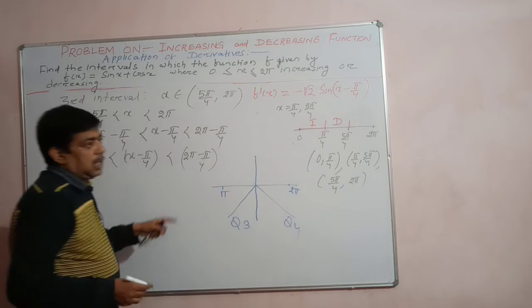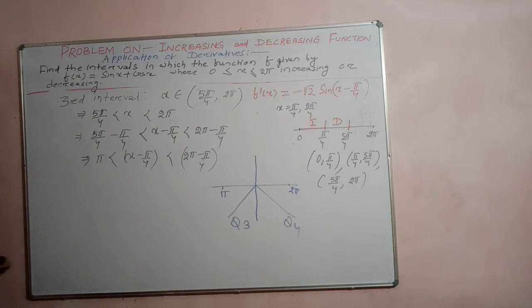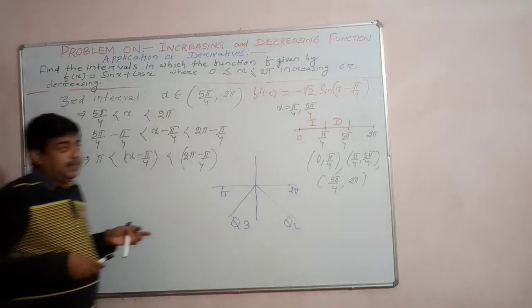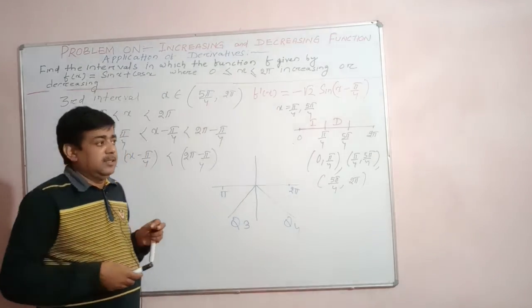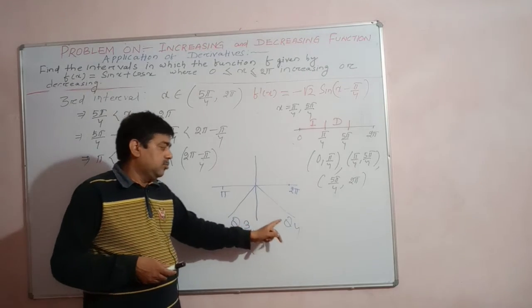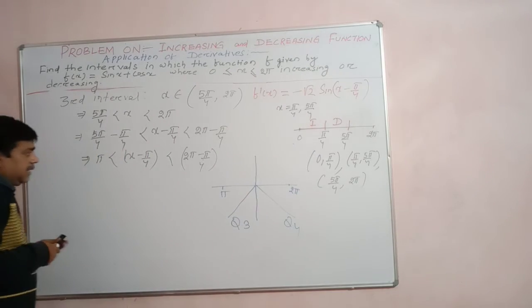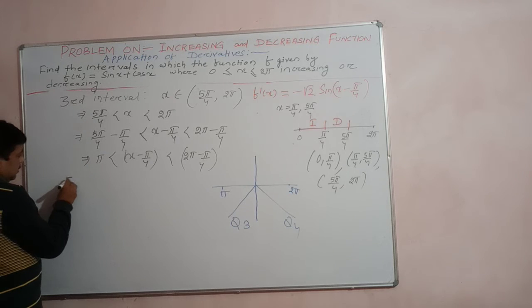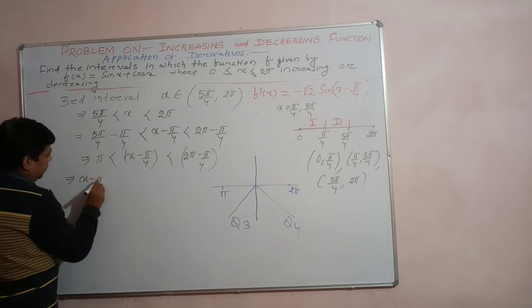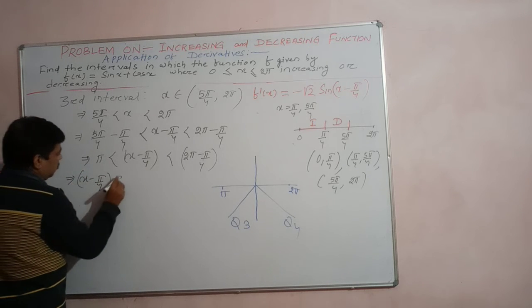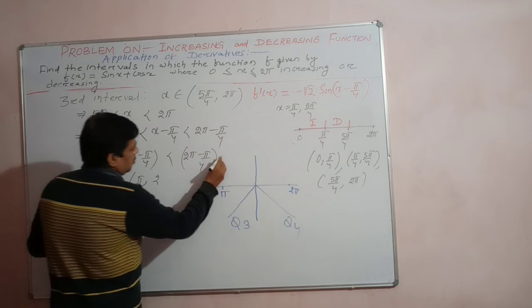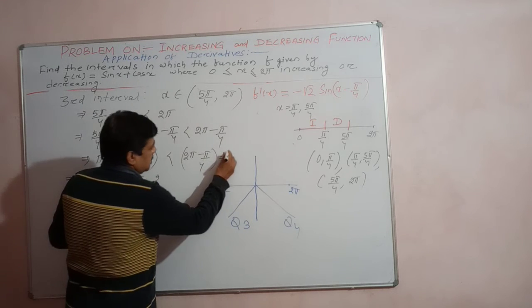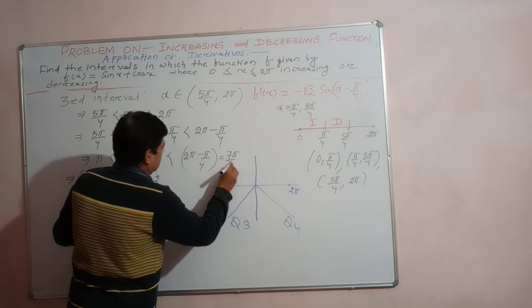And you know in the third quadrant and fourth quadrant, is the sign negative or positive? According to the ASTC rule, or sugar to coffee. In the third quadrant and fourth quadrant, the sign is negative. So that implies x minus pi by 4 belongs to pi to 2 pi minus pi by 4, we can write 8 pi minus pi, which is 7 pi by 4 also. Understand?